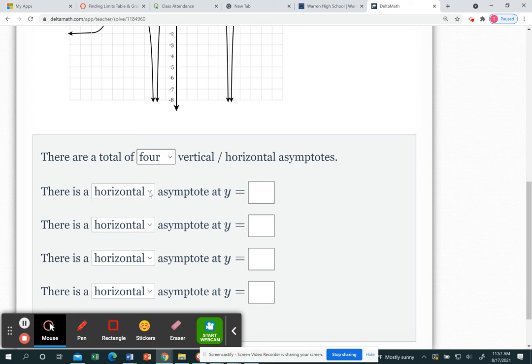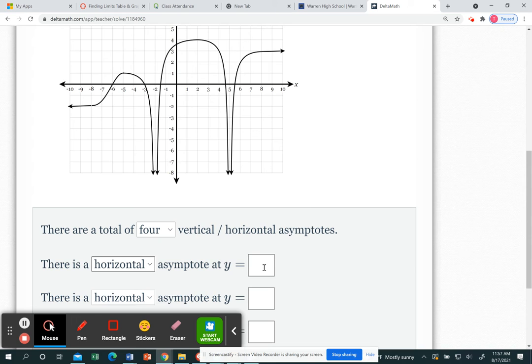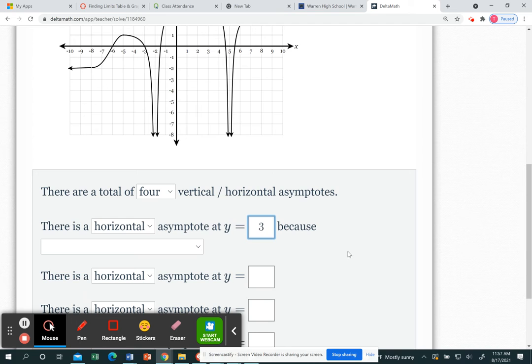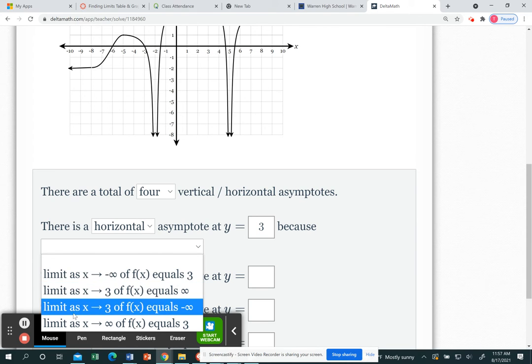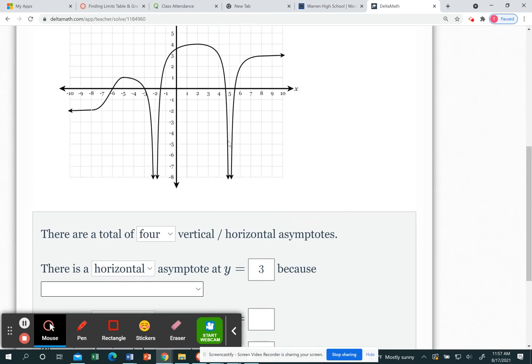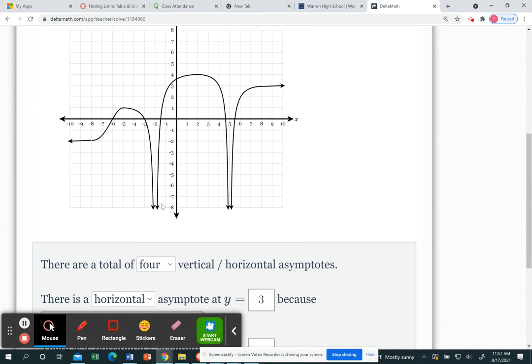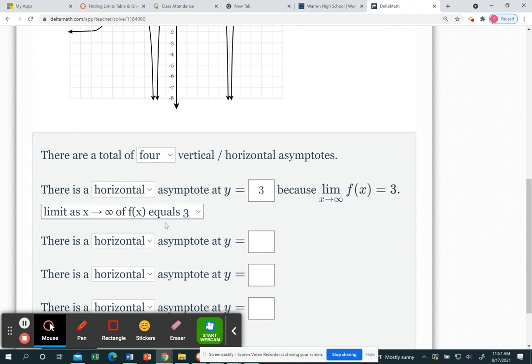There is a horizontal asymptote. y is equal to where? 3. Okay, remember the notation. 3 because as x approaches which one? Yeah, you're going this way, isn't it? So as x is approaching positive infinity, it goes to 3. There it is. Do you see that calculus notation?